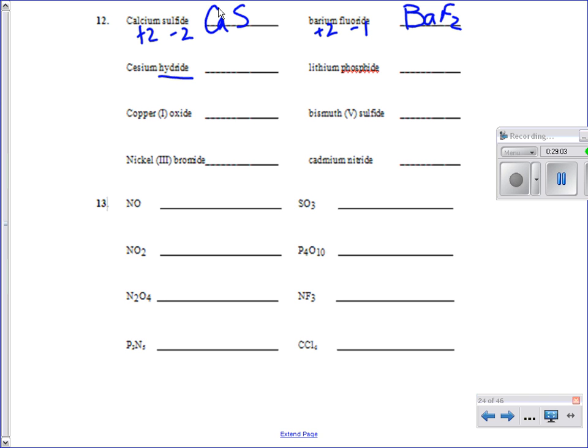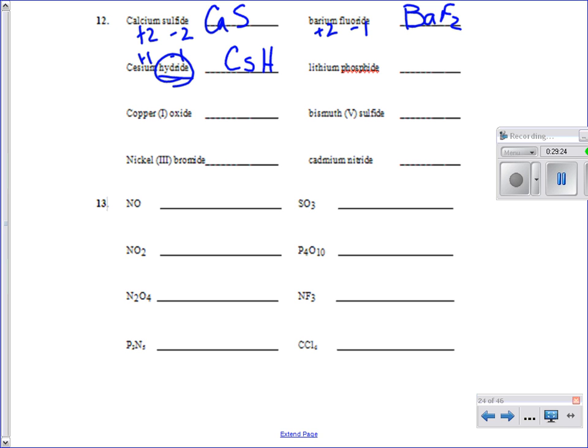Okay? So in that case, what charge? -1. So this is a +1, this is a -1. We get CsH. Another indicator is that it's in the second spot in the actual compound, and we always do our pluses and then our minuses in these.